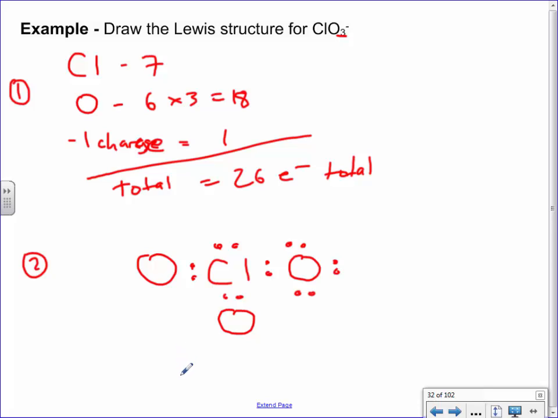And then I just need to keep adding electrons. So what was I up to last count? 14? 8, 9, 10, 11, 12, 13, 14. Yeah, 14. So I'm going to go 15, 16, 17, 18, 19, 20, 21, 22, 23, 24, 25, 26. Hey, look. It just works.